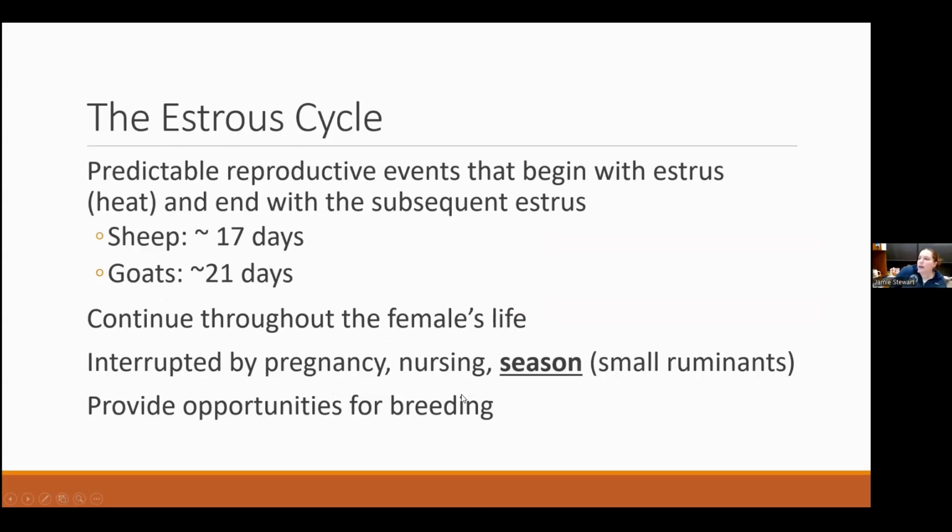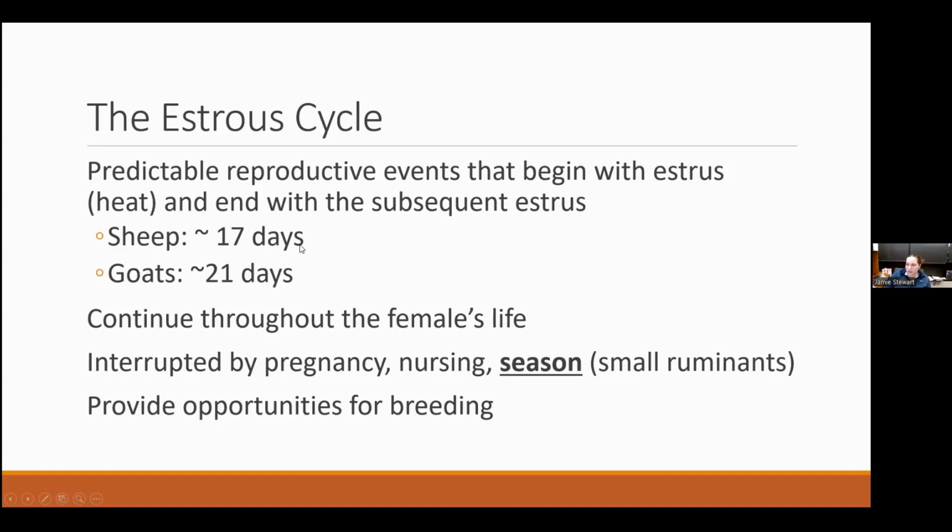Okay, so just going a little bit more in depth into the estrous cycle. I think I had this slide last time. The estrous cycle itself is a predictable reproductive event, and it begins with estrus, which is that period that we can see where they're in heat, and it ends with the subsequent estrus. So that's what we mean when we're talking about the estrous cycle. And then everything that's contained in that, we'll go through a lot more in depth in the next few slides.